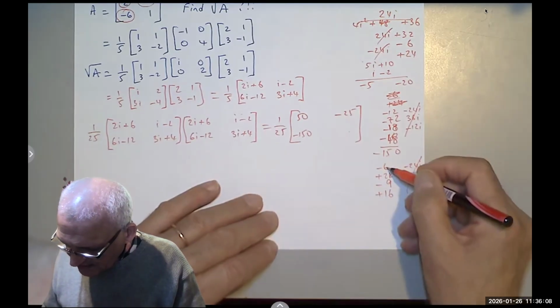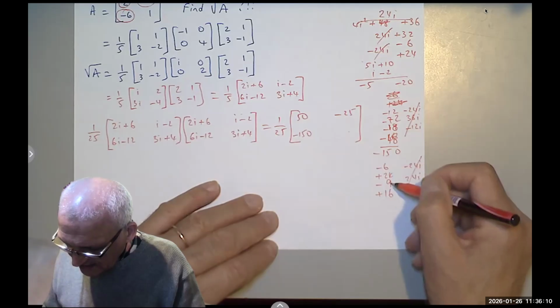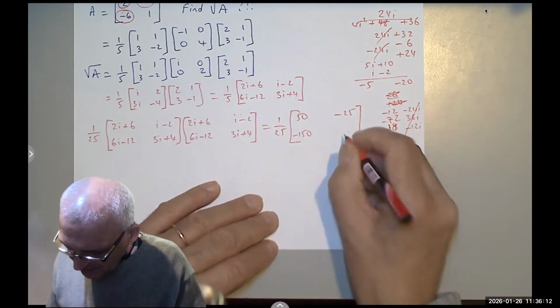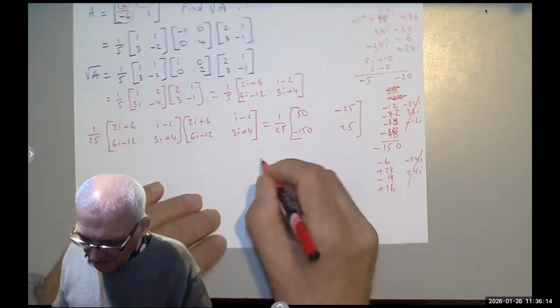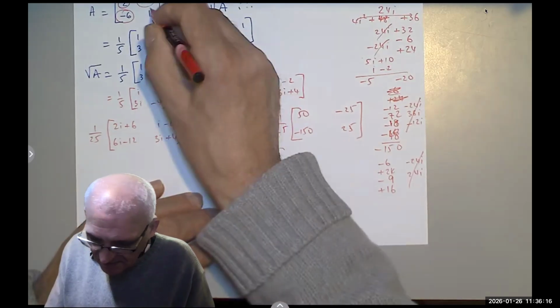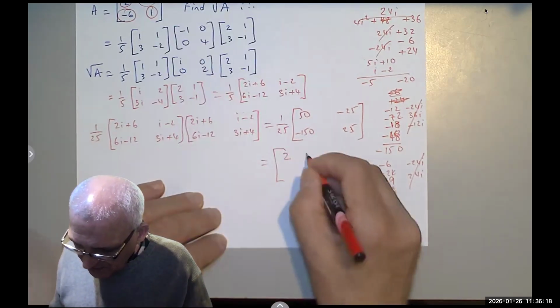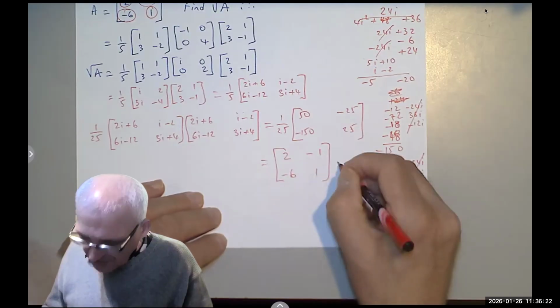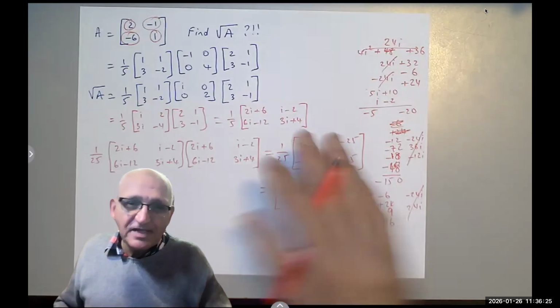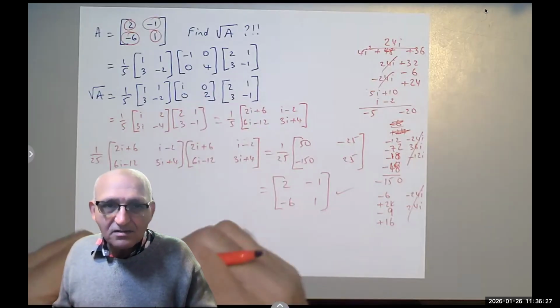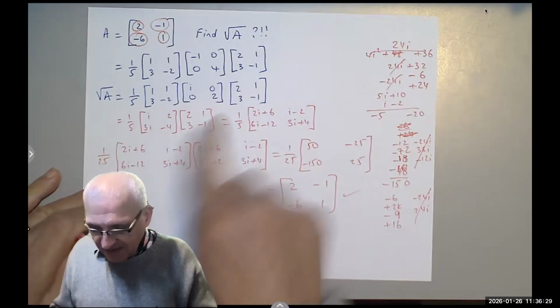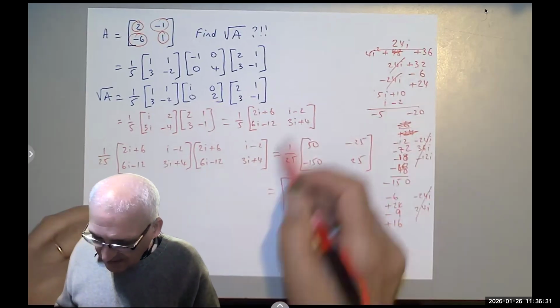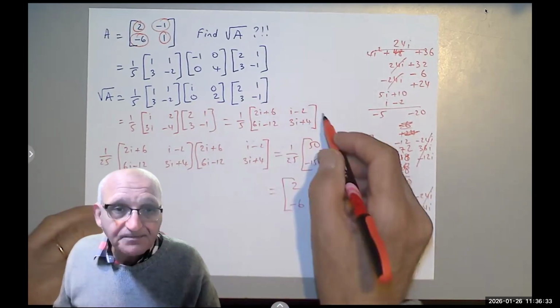24 minus 6 is 18, minus 9 is 9, plus 16 is 25. When you divide it by 25, you get 1. So you get 1, 2, negative 1, negative 6, and 1. So it checked. You don't need to do that if you are sure you did it correctly, the multiplication. So we know that this is the correct answer.